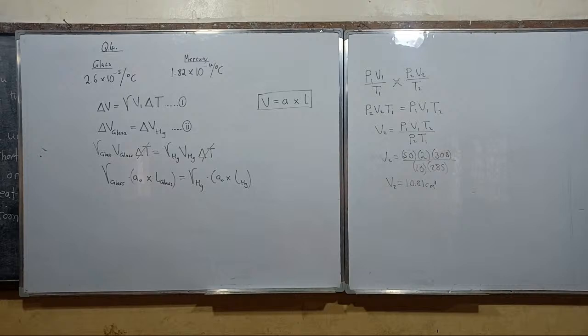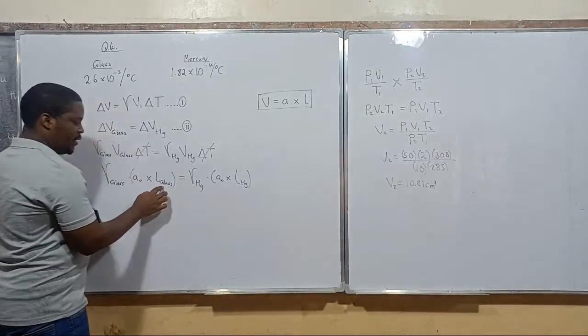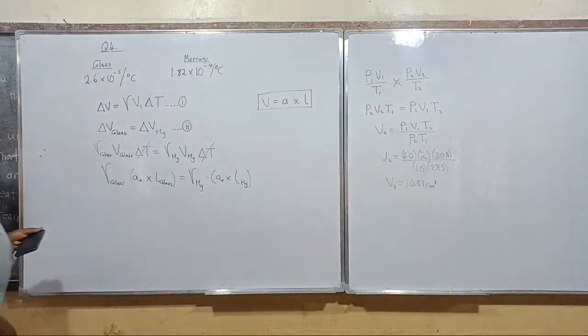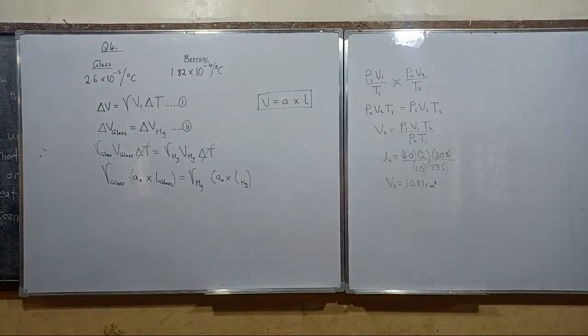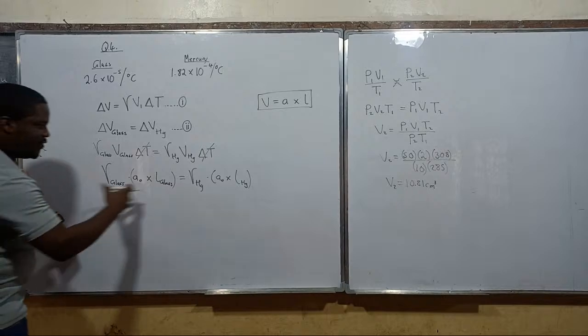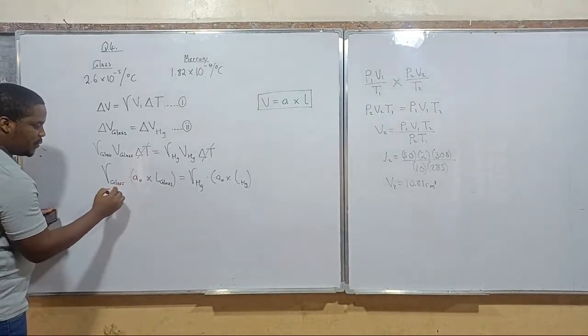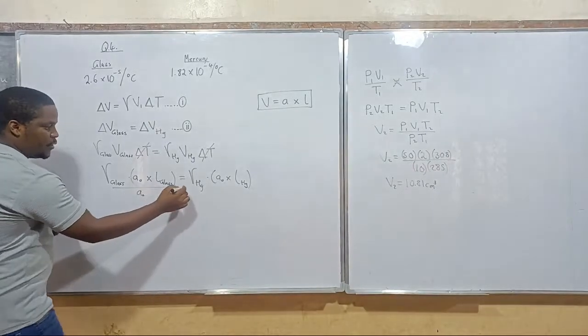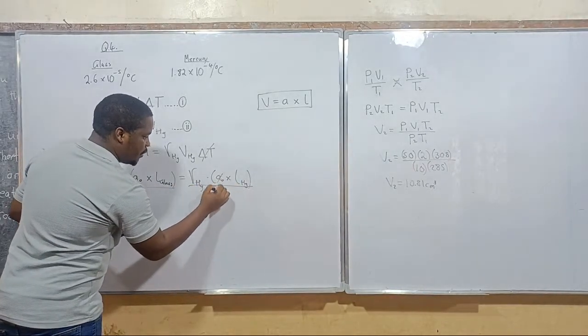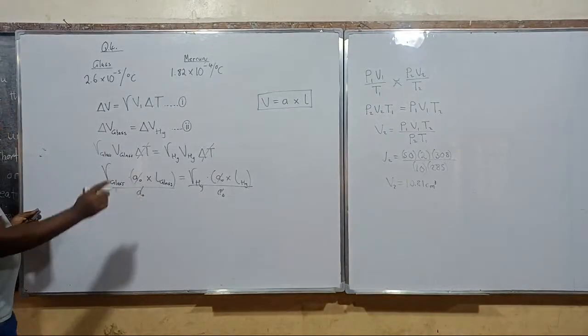Remember, what we're looking for from the beginning of the question is the length of the column of mercury, meaning the length of the column for mercury is this one. This is the length of the glass, this is the length of the mercury, okay? So now, going back to what is given in the question, we can divide both sides by the area, A naught. The area cancels out because everything is just multiplying.